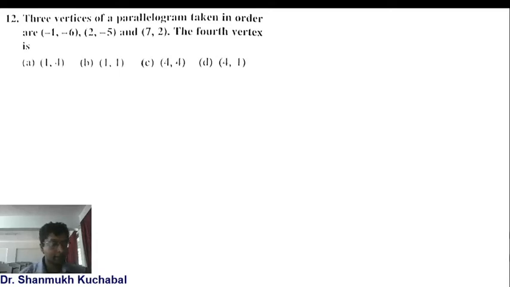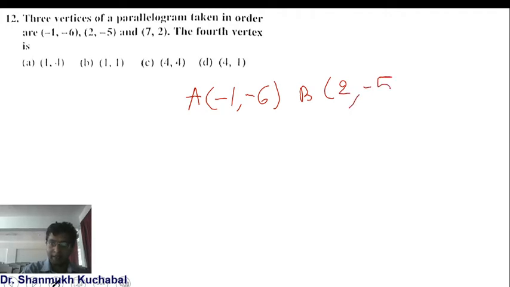Now we'll discuss example number 12. Here the point A is given, then point B and point C. Similar to a previous example, we have to solve it. So here A is (-1, -6), B is (2, -5), and C is (7, 2), and we have a formula.